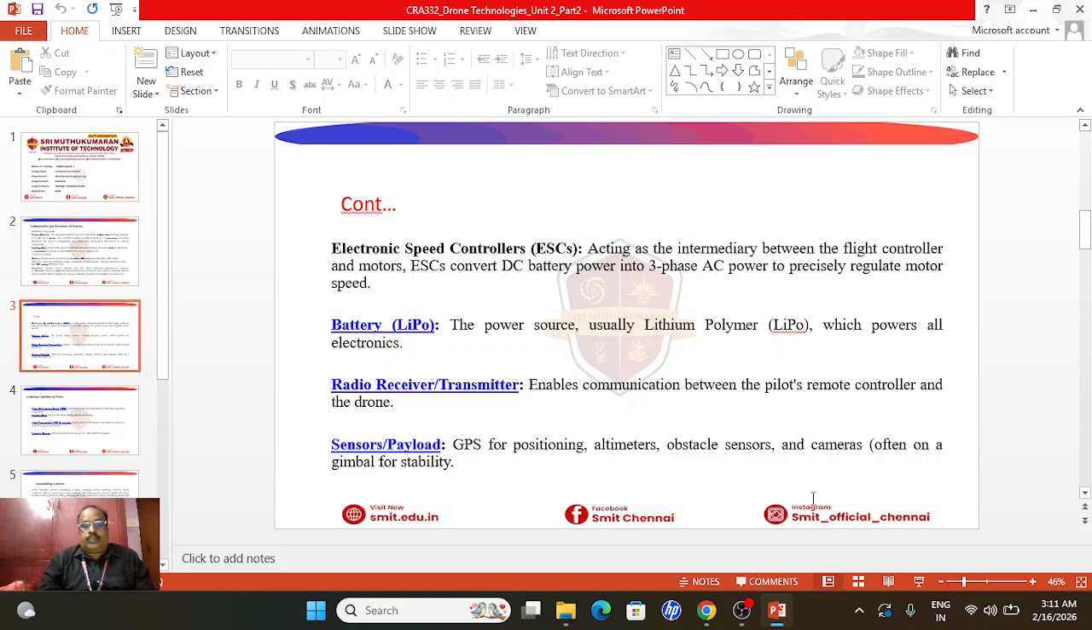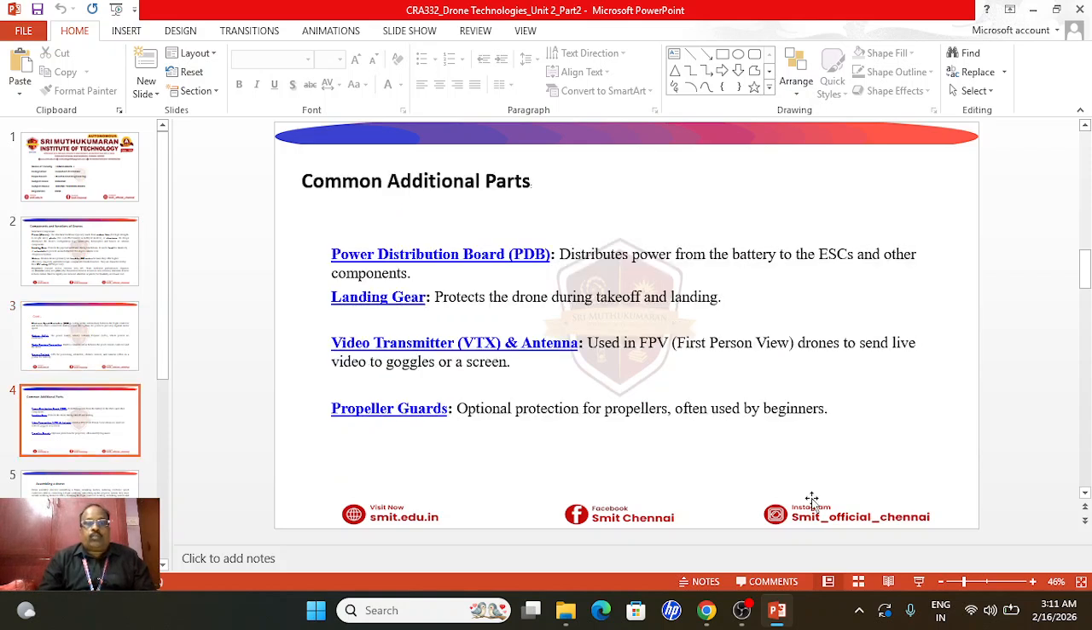Sensors and payloads include GPS positioning, altimeters, obstacle sensors, and cameras, often on a gimbal for stability. Common additional parts in the design of drones include the power distribution board, or PDB. This distributes power from the battery to the electronic speed controller system and other components.